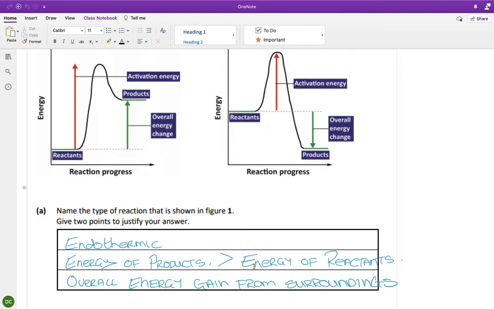You should all know what that means, but just in case. Where do I have this? Here. So the energy of the products is bigger than the energy of the reactants, and there's an overall energy gain from the surroundings, and that's what happens in endothermic reactions. Okay, it takes in energy, so the surroundings get cold.